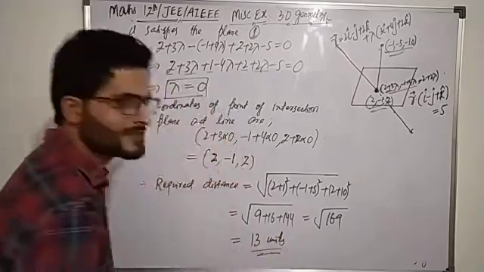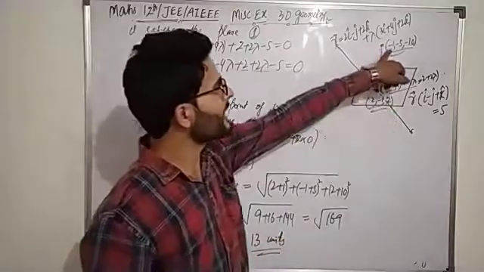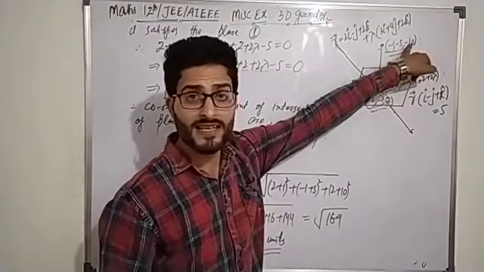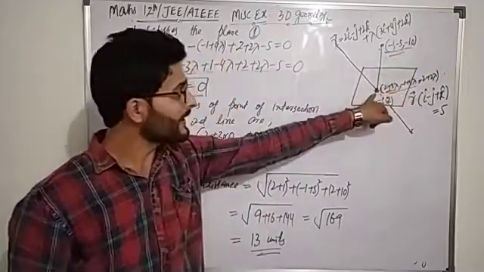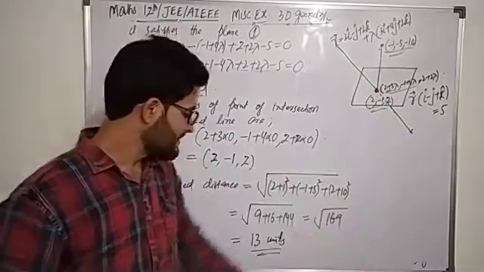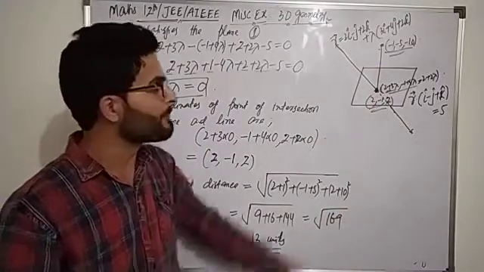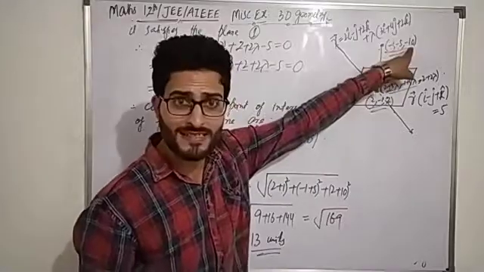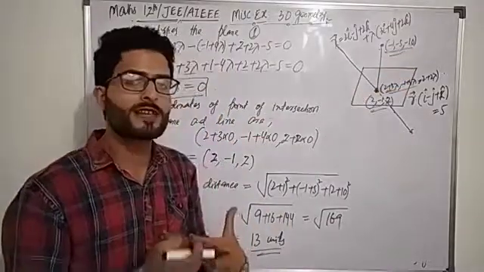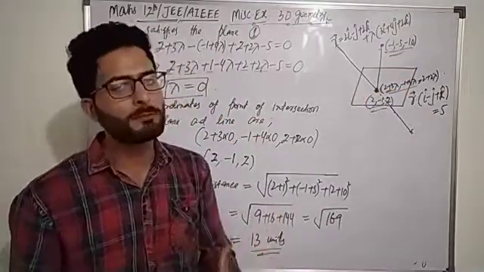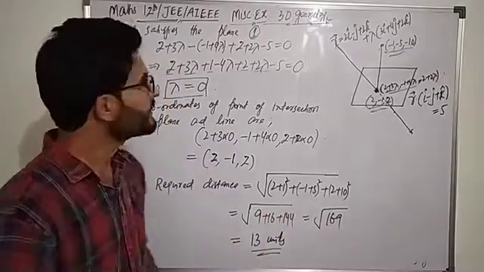So the distance between the point minus 1, minus 5, minus 10 and the point of intersection of plane and line must be 13 units. The required distance between the point minus 1, minus 5, minus 10 and the point of intersection of given line and given plane. So that was all about the question.